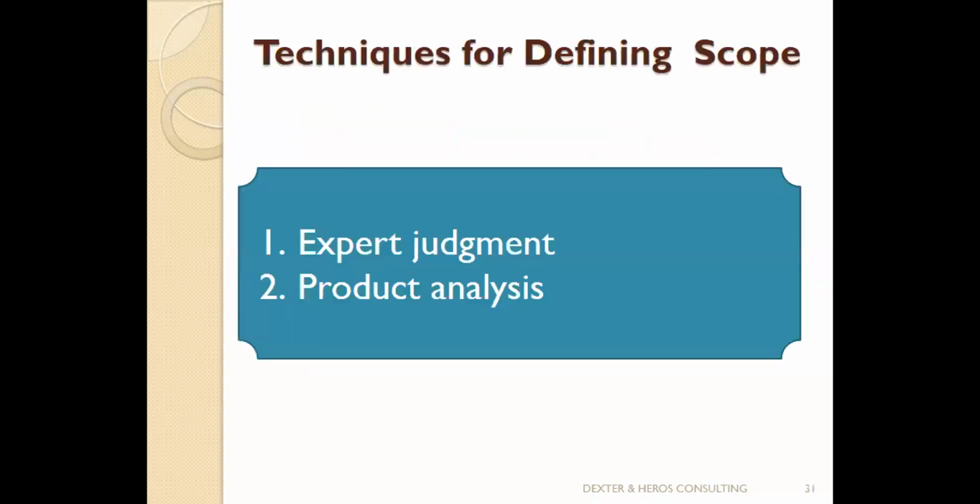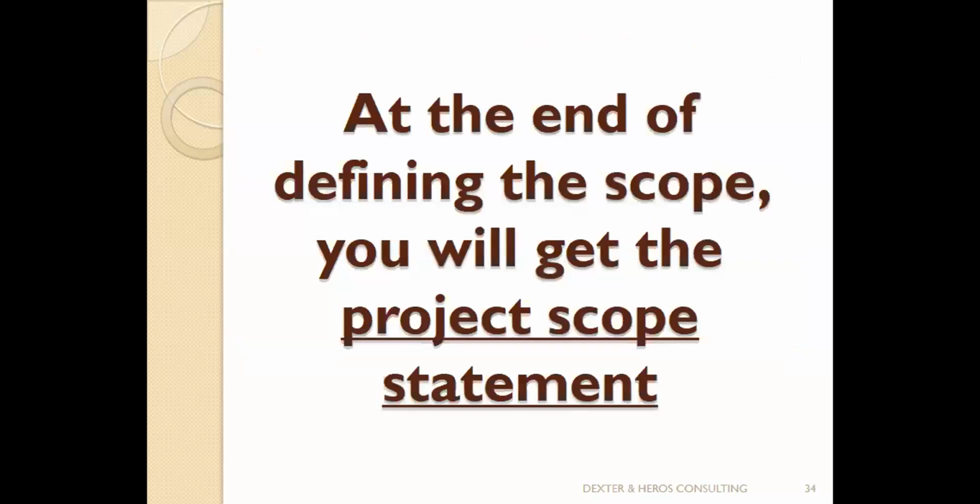So in defining your scope, again, expert judgment comes in here. You understand? And then you can do product analysis. In product analysis, you're looking at the results they want you to build, and then you are analyzing it to know the whole component. That can also be used to know the works to be done. And at the end of the day, you'll be able to have your scope statement. A scope statement is a document where you have listed the works you are going to do.